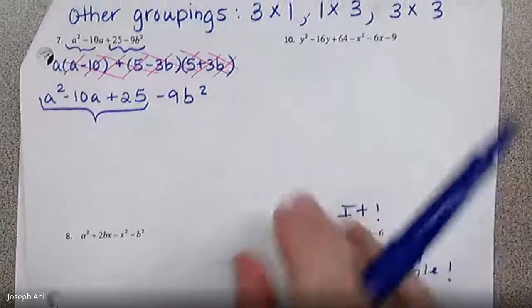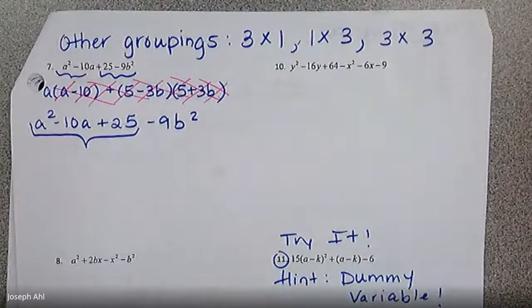When you use these techniques, by the way, 3 by 1, 1 by 3, and 3 by 3, they all eventually become the same thing.